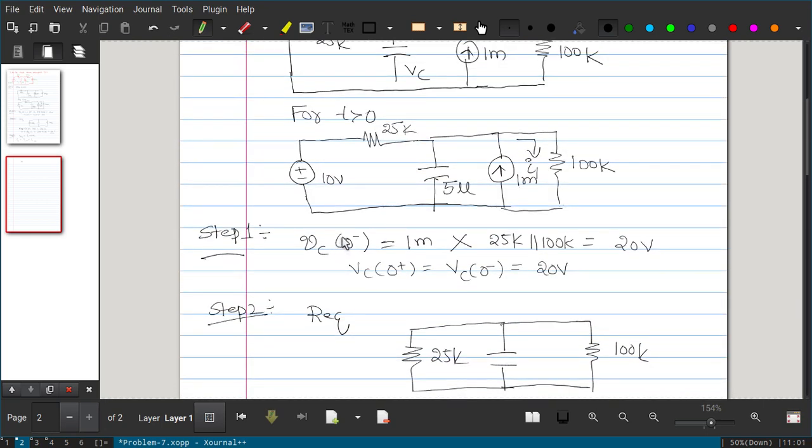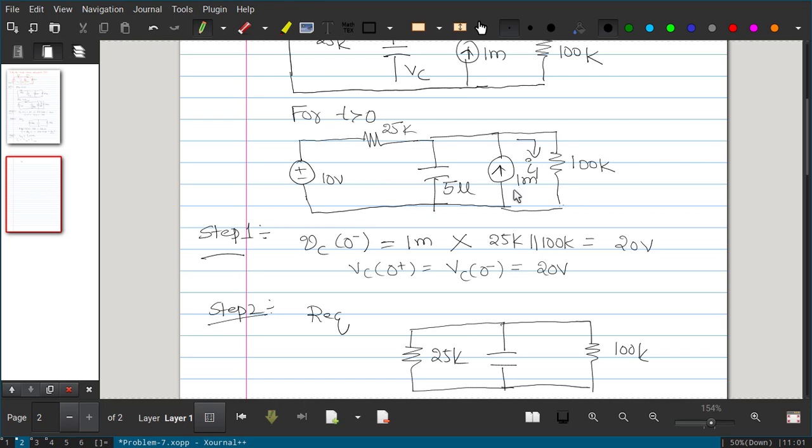What do you mean by deactivated? It should be short circuited. So then what happens here? Only 1 milliampere current is there. This 10 volt battery is not there, short circuit. 25 k ohm resistor here, 100 k ohm resistor here. And you have to find the open circuit voltage. So the capacitor is open. We are calculating the final value of voltage across the capacitor. So that is nothing but the current flowing through this resistor due to the 1 milliampere.